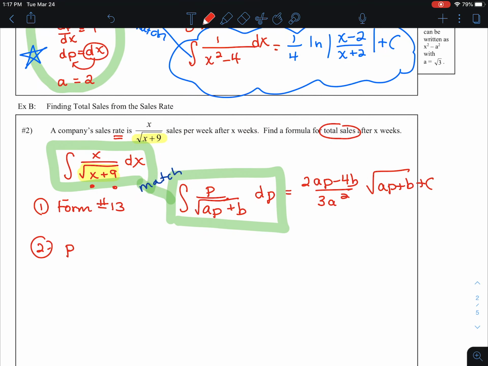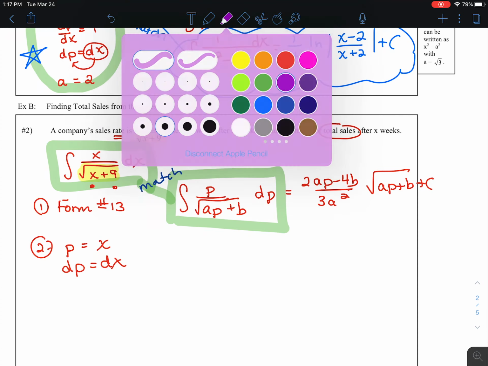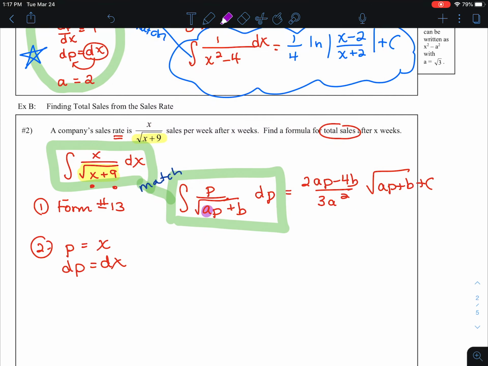I'm going to definitely swap out the p for the x, which means the dp comes out for a dx. I'm going to take a look and say, well, a is a constant. It's directly in front of the p. What number is directly in front of the x here? Well, it's just a 1, so a is a 1. And then b would just be the number 9. Those are just swapped right out there.